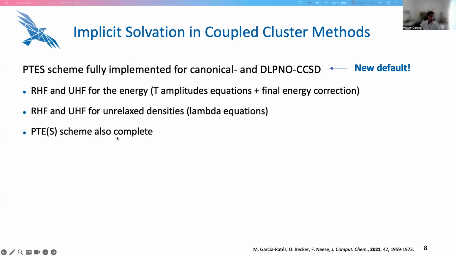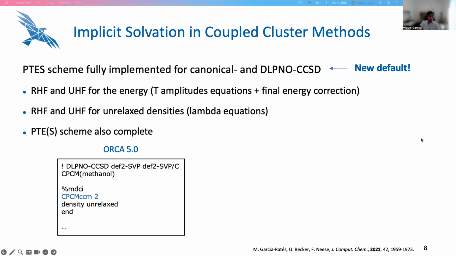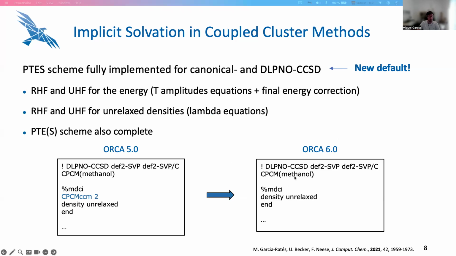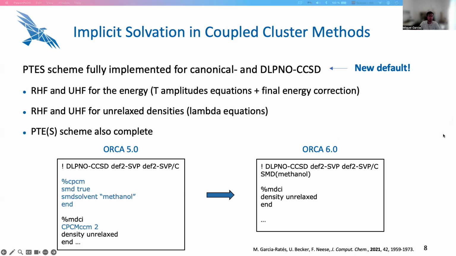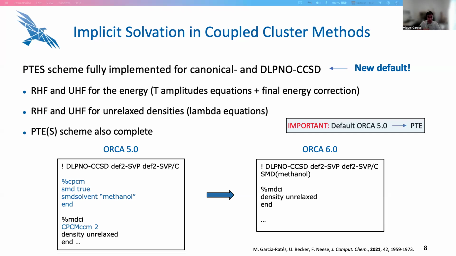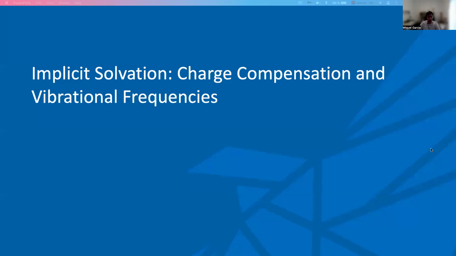We have also fully implemented one level lower, the PTE parentheses S scheme. So in ORCA 5.0, this was not the default, so we had to specify CPCM CCM2 in the input file. And now we don't have to do anything since it's the default, only requesting DLPNO CCSD or canonical CCSD. The same for SMD. But here, some warning for the users. Be aware that in ORCA 5.0, the default is the PTE scheme, the simplest one. So if you run 2 calculations with ORCA 5 and 6 with the defaults, be careful because this does not correspond to the same situation.